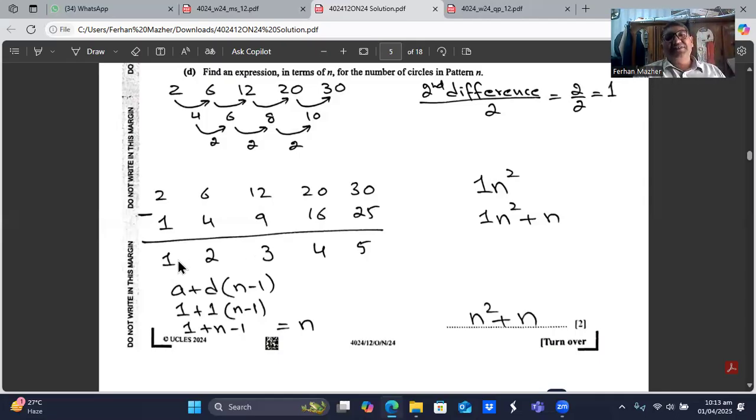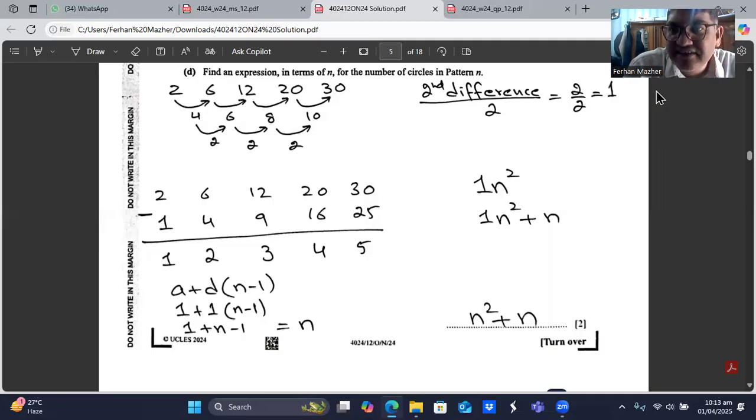Here, the first term is a. The common difference is 1 between the terms. And so I will apply a plus d bracket n minus 1. So 1 plus 1 bracket n minus 1. So it will be 1 plus n minus 1. So that will be n. Whatever this formula comes, just write it with this term. So you got the nth term for the quadratic sequence.